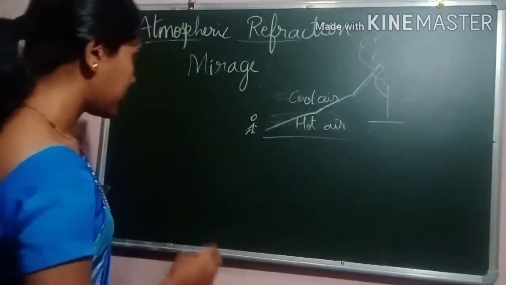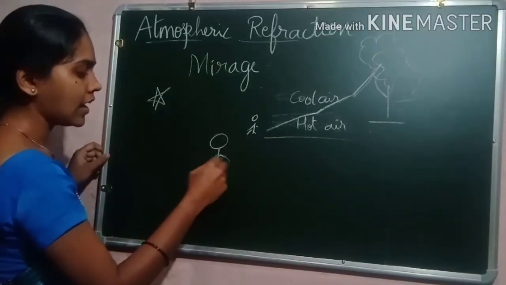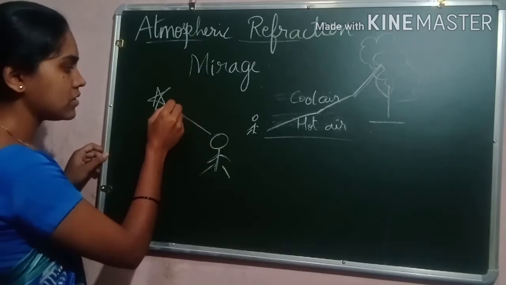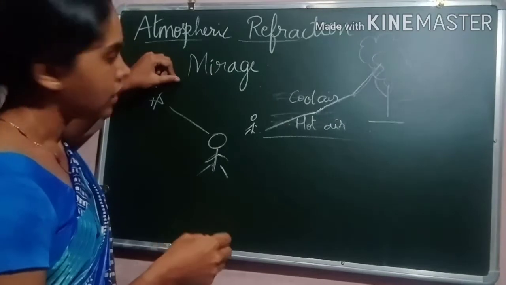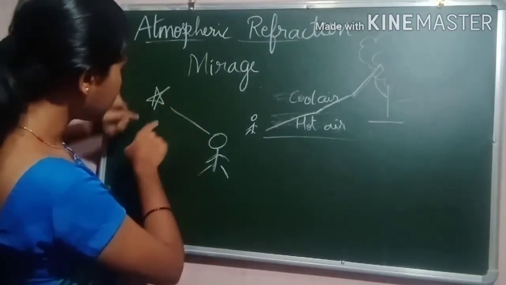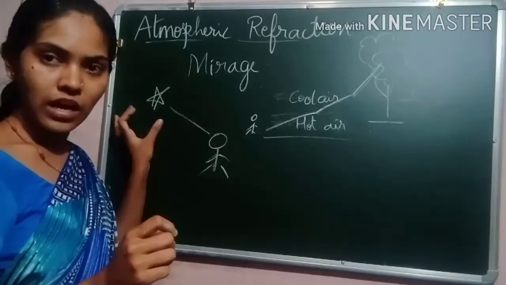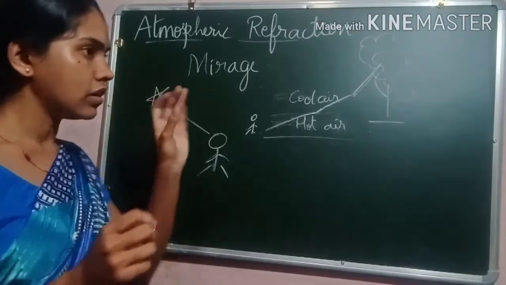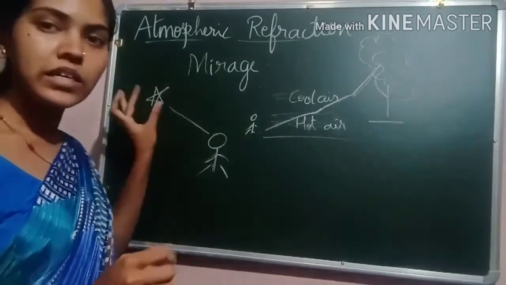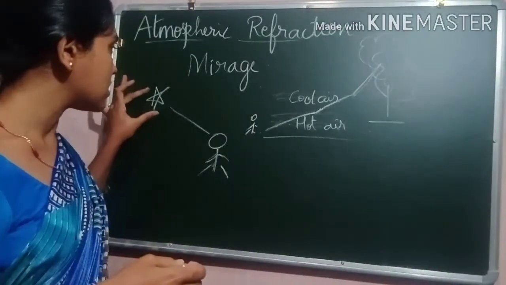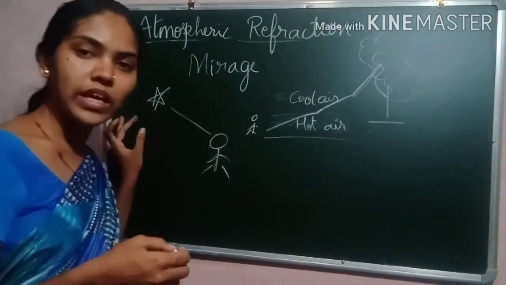There also, if the star is here, once you see the star here, after a few seconds, you think it appears here, sometimes here, next here, like that. That causes the twinkling of the star. The reason is you cannot see the star here only. Its position rapidly changes. The position of the star rapidly changes. That causes the twinkling of the star.